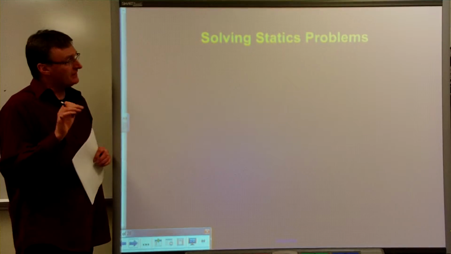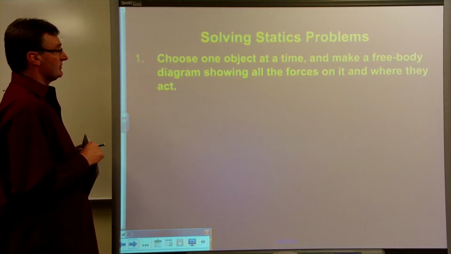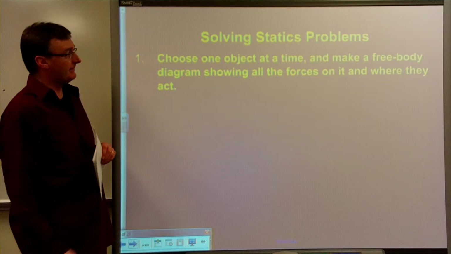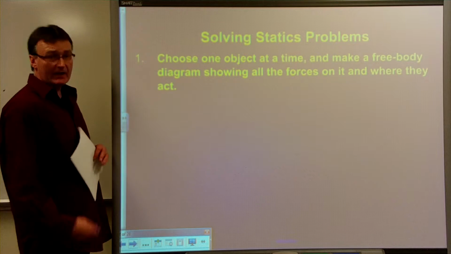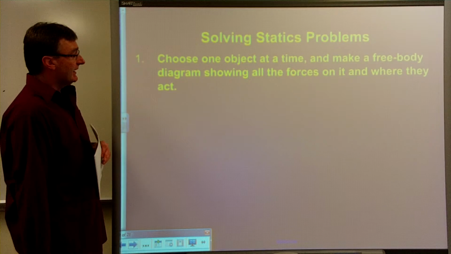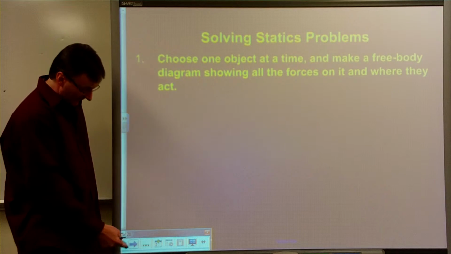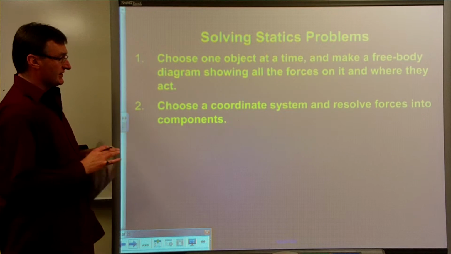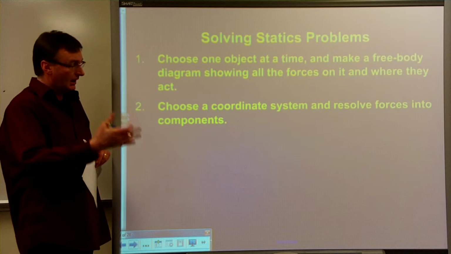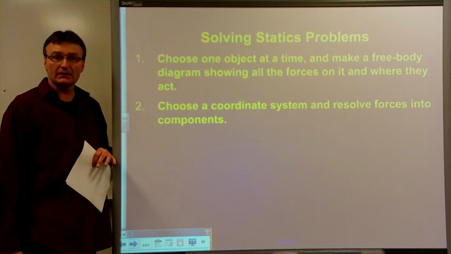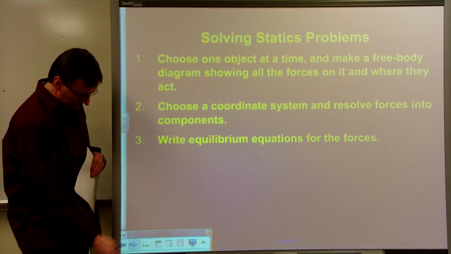All right, so when we solve these kinds of problems, there's a number of steps that we want to go through. The first thing is to choose an object one at a time, make a free body diagram showing all the forces on the object and where they act on the object. That of course is your first step. Again, free body diagram. Choose a coordinate system and resolve the forces into components if you need to. You don't always need to, but if the forces are not acting perpendicularly, then you may need to parse them out into their components.